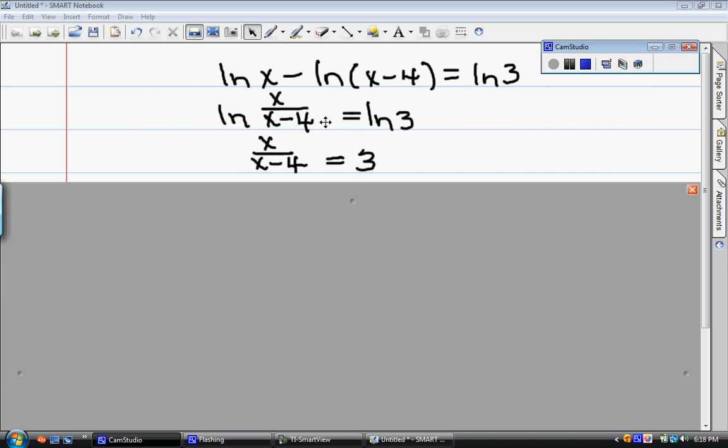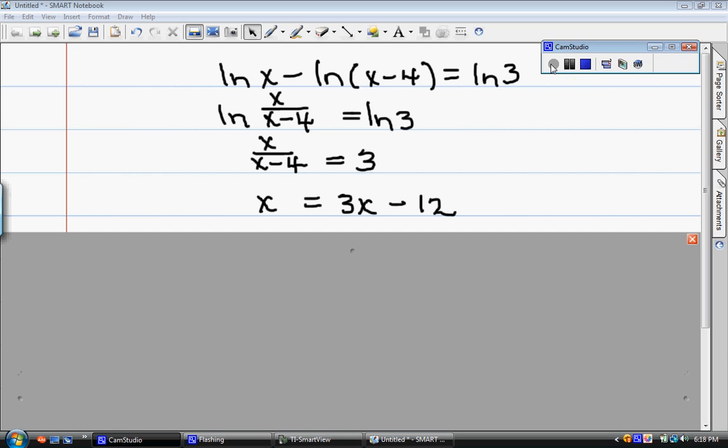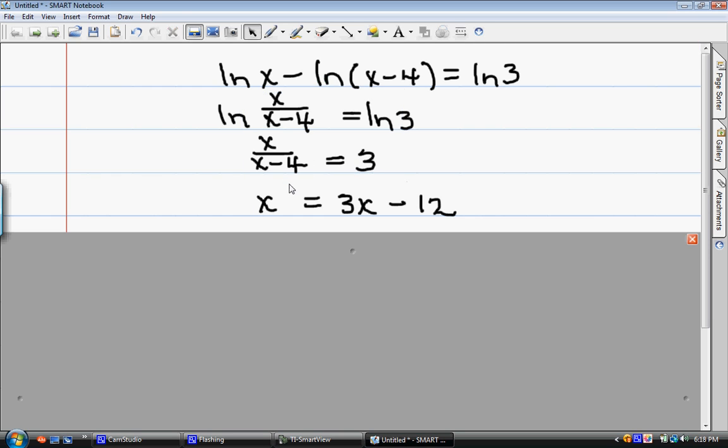Now, at this point, we can turn our problem into a proportion and cross multiply. When we cross multiply, we get x, because this 3 has a 1 under it. x times 1 is x, and 3 times x minus 4 is 3x minus 12.